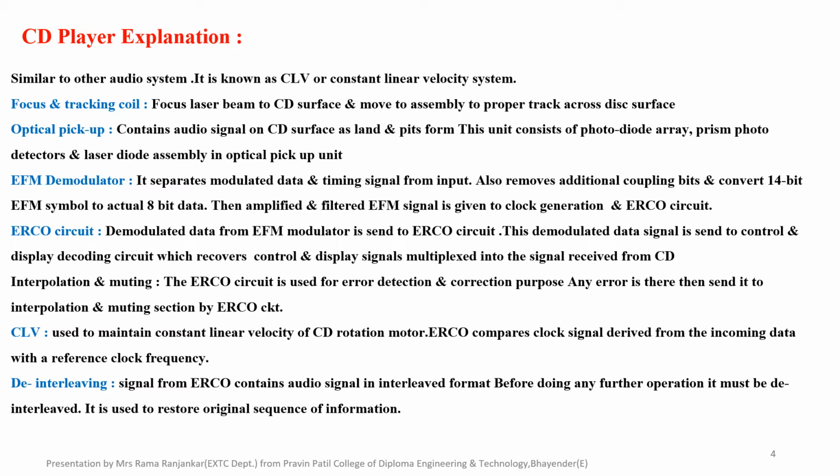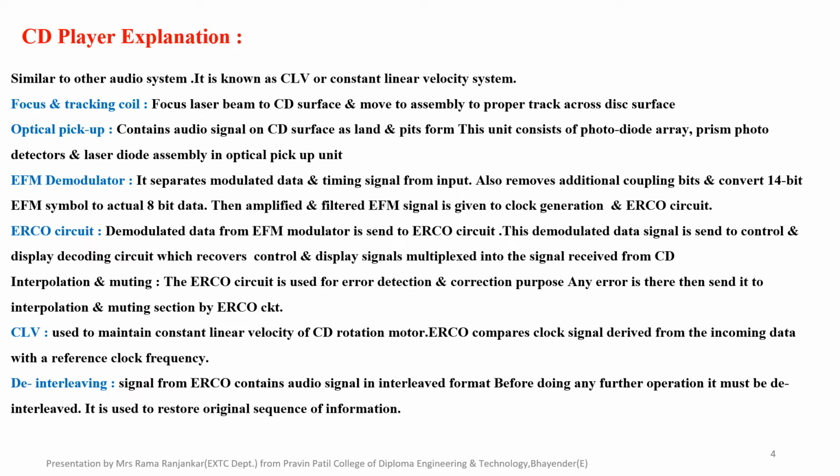So then the amplified and filtered EFM signal is given to the clock generation and ERCO circuit. ERCO circuit means error correction and detection circuit. So the demodulated data from the EFM demodulator is sent to the ERCO circuit, as shown in the figure. This demodulated data signal is sent to the control and display decoding circuit, which recovers the control and display signal multiplexed into the signal received from the CD.